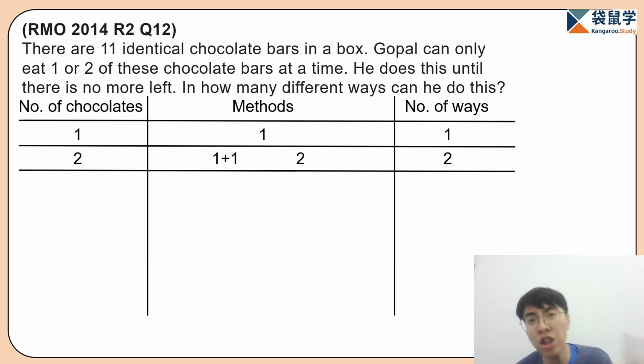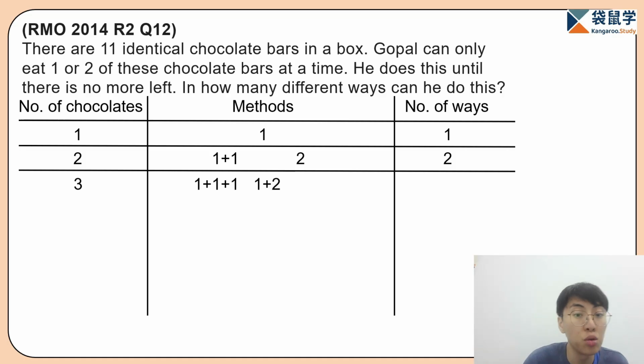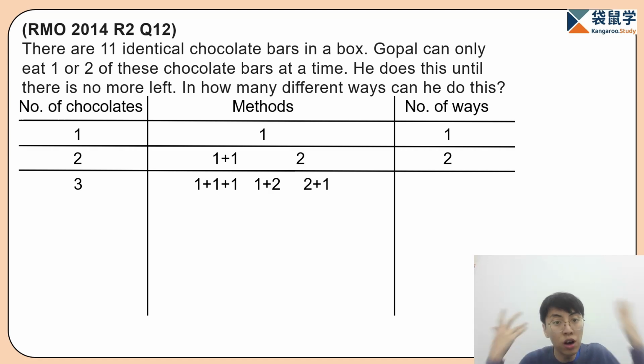If there are three chocolates now, everybody, think about what are the methods used to eat these three chocolates. I think all of us can immediately see that 1 plus 1 plus 1, or 1 plus 2, or 2 plus 1, for a total of three different ways.